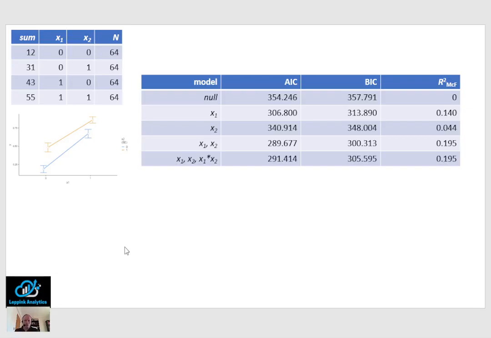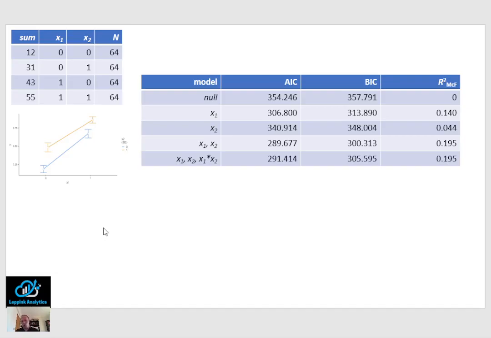So first of all, in the model column, you see the first row starts with null. That's the null model, which basically indicates that it does not matter whether you receive x1, x2, both, or no treatment. In the end, the chance of success is the same. Then we have a second model which says x1, which means that the presence or absence of x1 makes a difference in terms of the chance of success. Model x2, which states that x2 makes a difference for the chance of success.